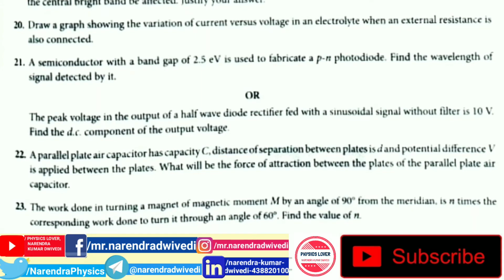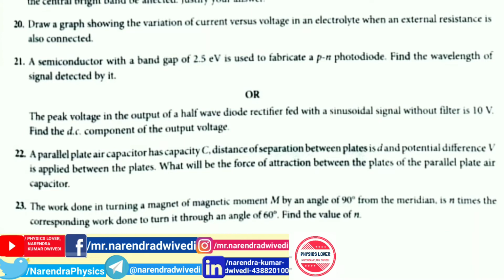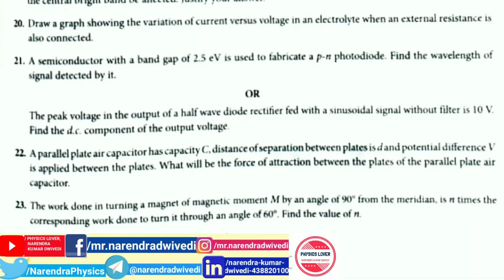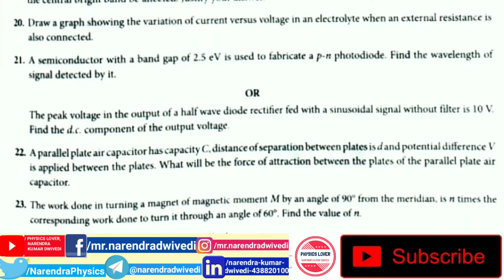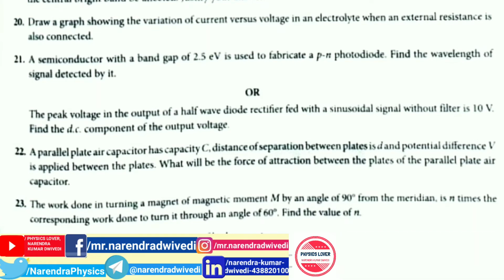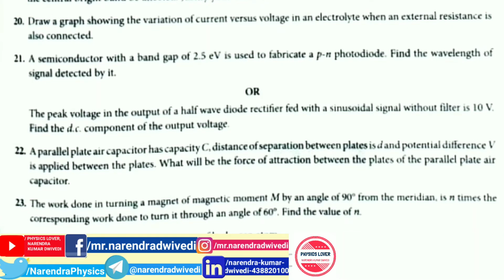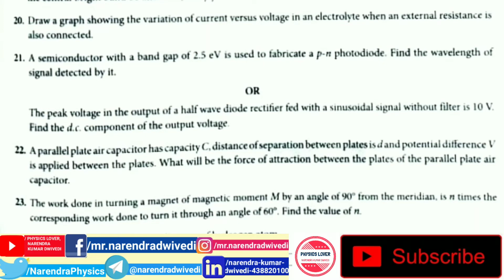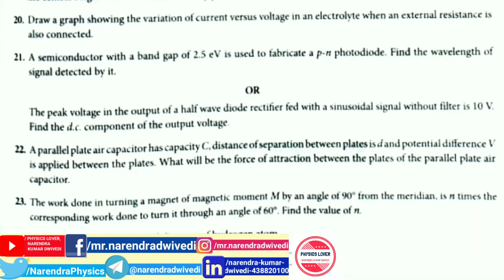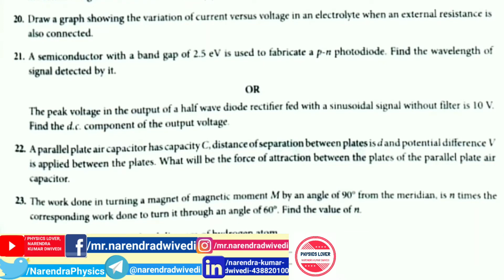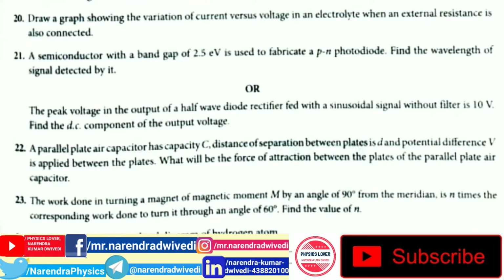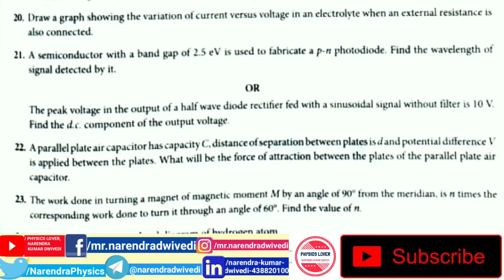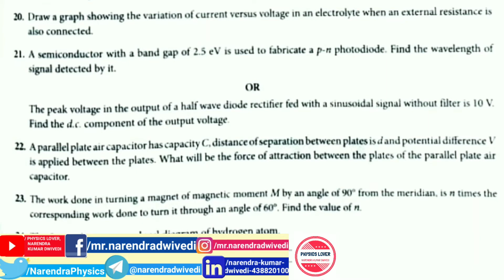Question number 22. A parallel plate air capacitor has capacity C. Distance of separation between plates is d, and potential difference V is applied between the plates. What will be the force of attraction between the plates of the parallel plate air capacitor?